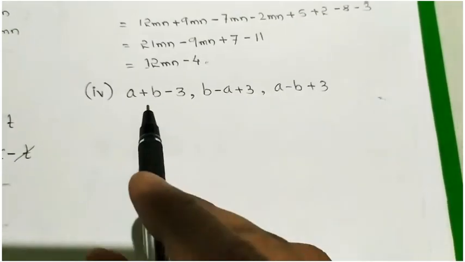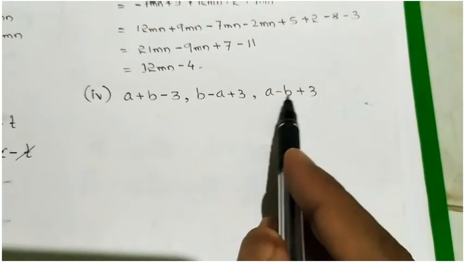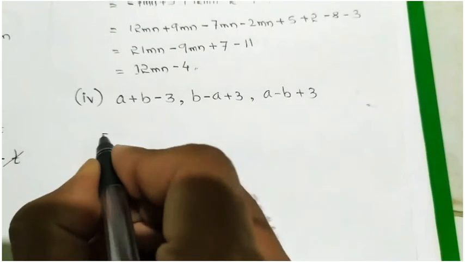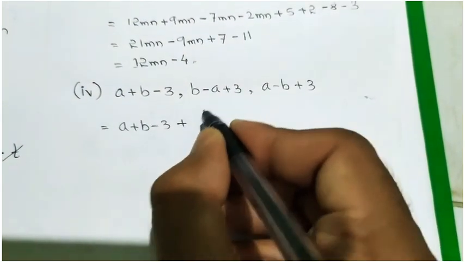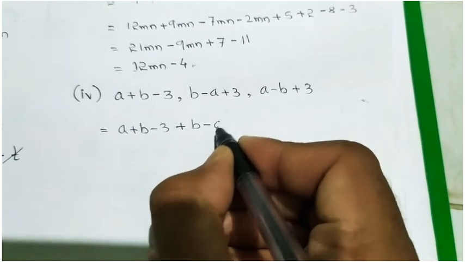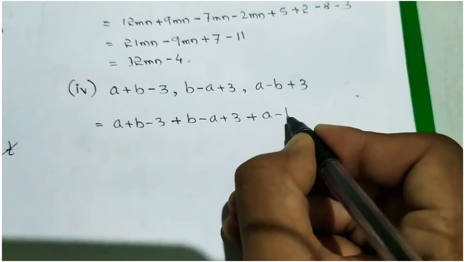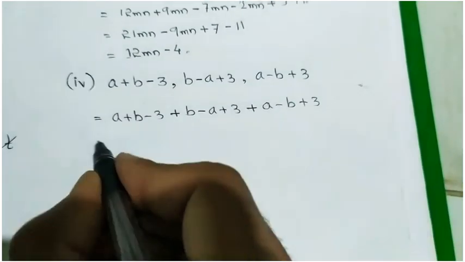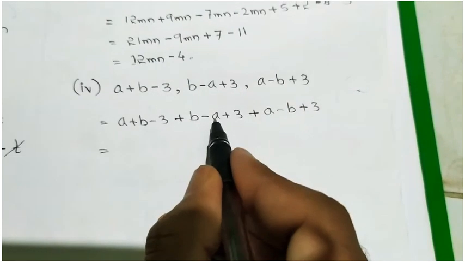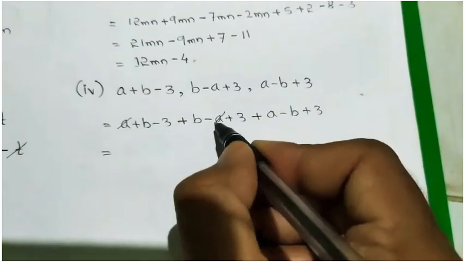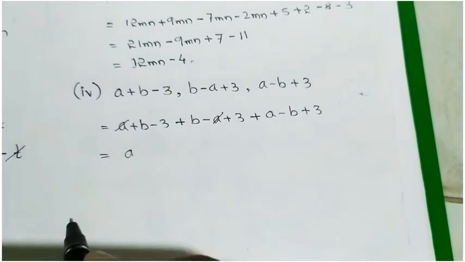So now fourth one, a plus b minus 3, b minus a plus 3, a minus b plus 3. Okay, add them. a plus b minus 3 plus, directly I will write b minus a plus 3 plus a minus b plus 3. Okay, see here a minus a, okay, get cancelled. a minus a 0, so what left? Only one a left, so I'll write here a.